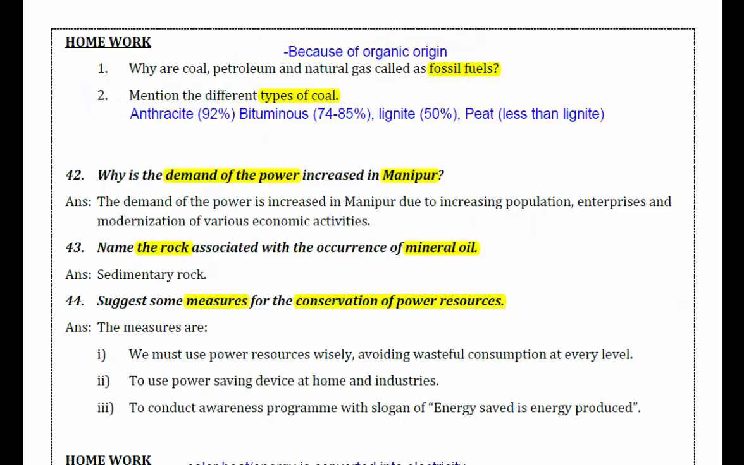Let's go to the next one very quickly. Why are coal, petroleum and natural gas called fossil fuels? Because of organic origin. Okay, and mention different types of coal. Anthracite, which contains 92% of carbon. Bituminous, lignite, peat, less than lignite.